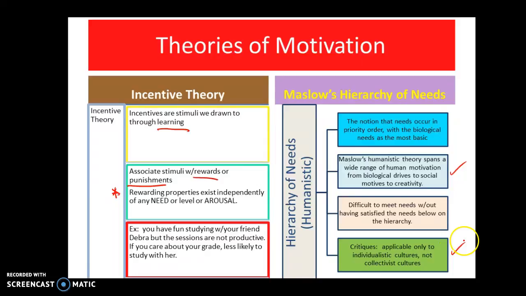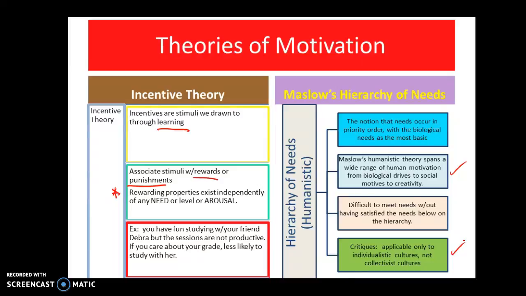Now, some of the critiques are also important to understand. These are not the only critiques, so make sure you're looking at Myers and the rest of the PowerPoint. But for the most part, this does not work in group-oriented cultures. We call them collectivist cultures. That's where your identity is bound up with how other people see you. Think about cultures like China and Japan. Many Asian cultures are more collectivist in spirit. More Western-oriented cultures, especially the United States, are individualistic.